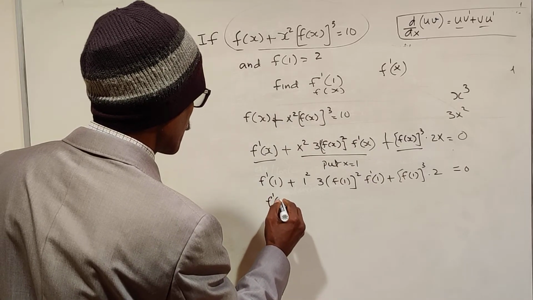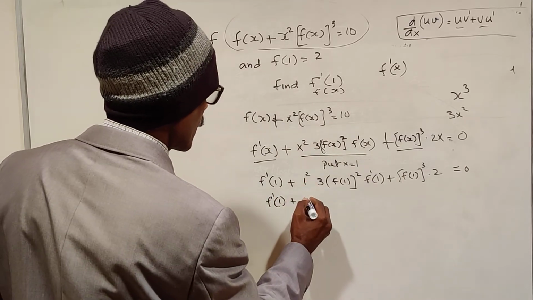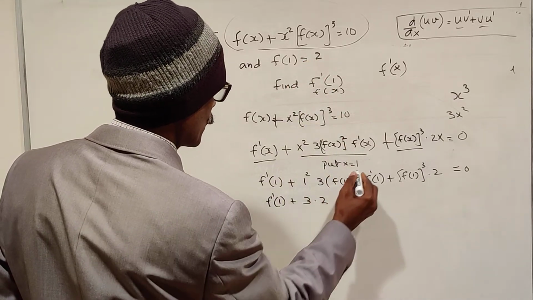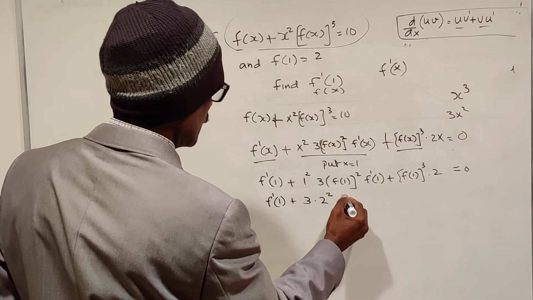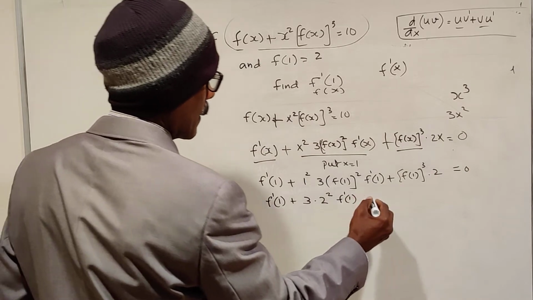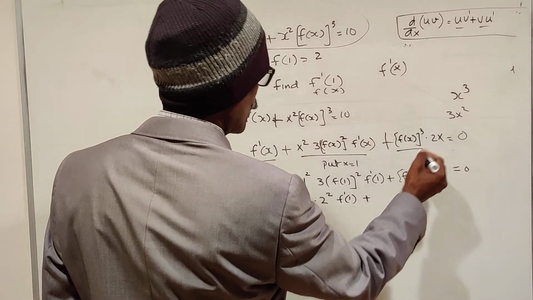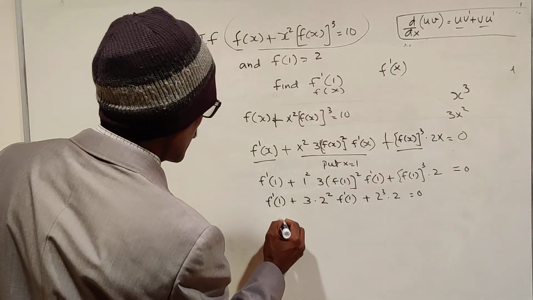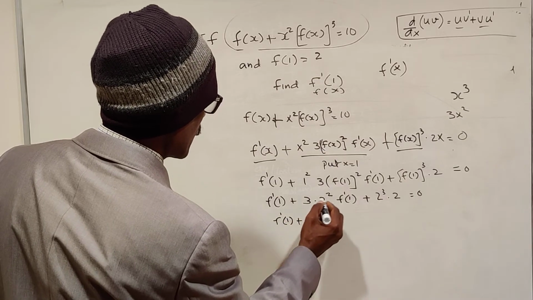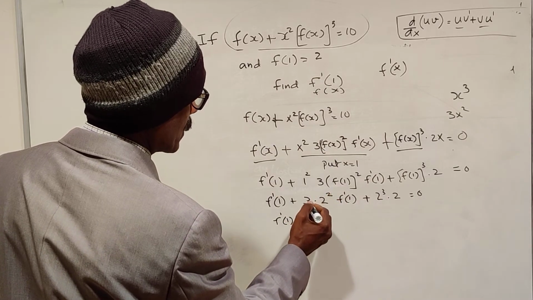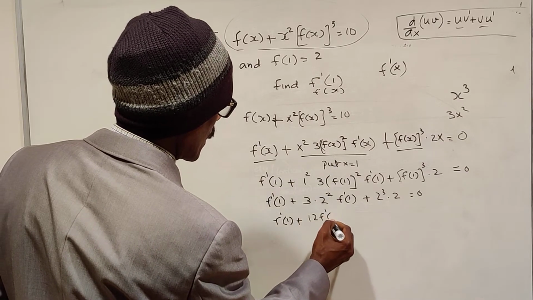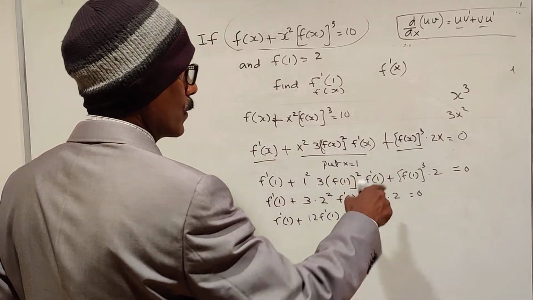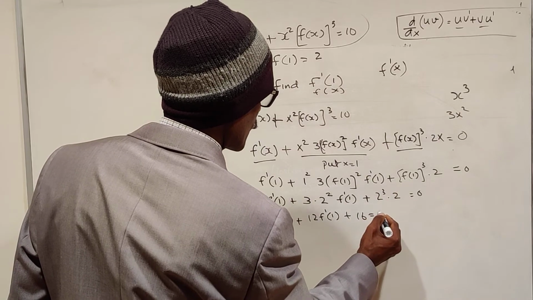f dash 1 plus 1 square is 1, you don't need to write that. 3 into, what is f(1)? f(1) is 2, times 2 square, f dash 1, plus f(1) is 2, 2 cube times 2 equals 0. Okay, this one is f dash 1 plus 2 square is 4. 4 times 3 is 12 f dash 1, plus 2 cube is 2 times 2 times 2 is 8. 8 times 2 is 16 equals 0.